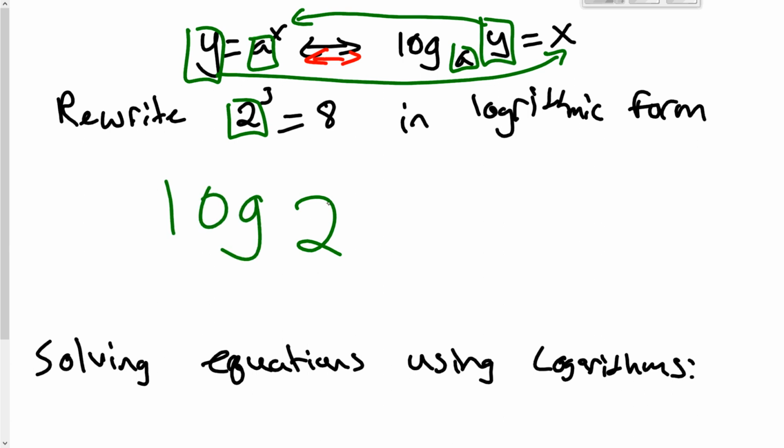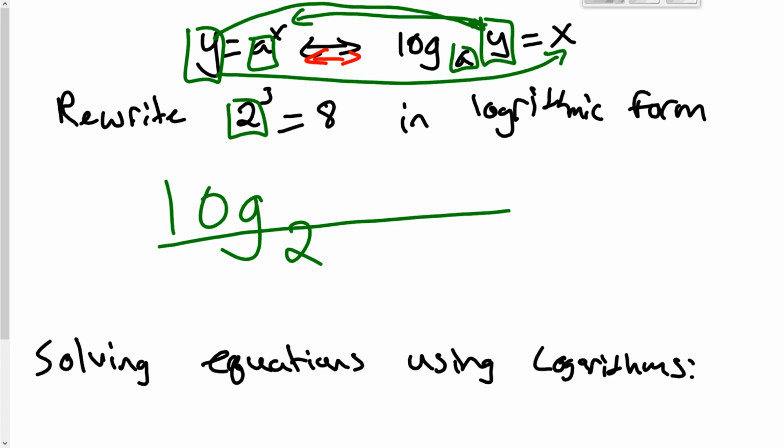And real quick, this is called a subscript, so it sits below. Right here's the plane, same plane, that 2 sits below. Now, my answer of the exponential becomes what I'm taking the log of, right? So that's going to go there. So my answer is 8, and then this equals my exponent 3.